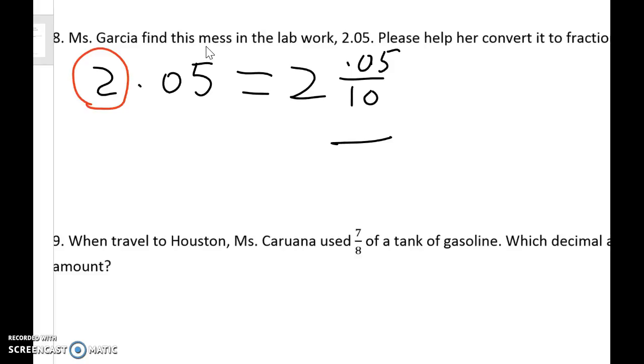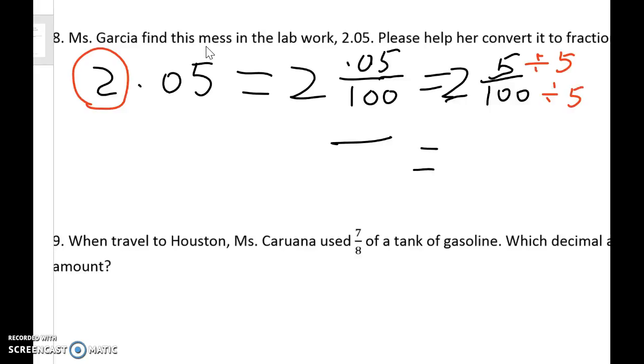2 places behind the decimal, we have 100 on the bottom. And then we have the 2 and the 5 hundredths. So the only job we need to do is simplify. 5 hundredths, what should we simplify? We divide by 5, divide by 5. The answer is 2 and 1/20.